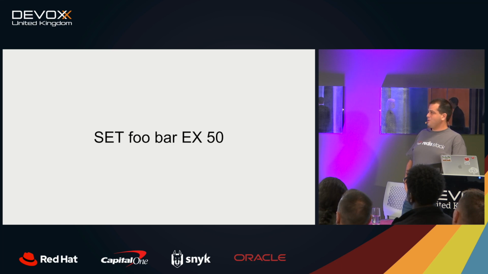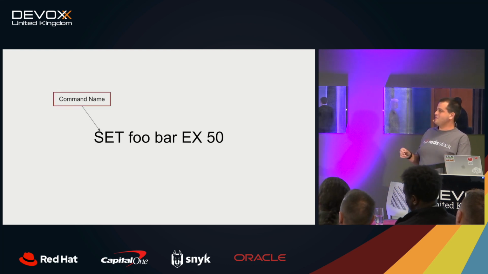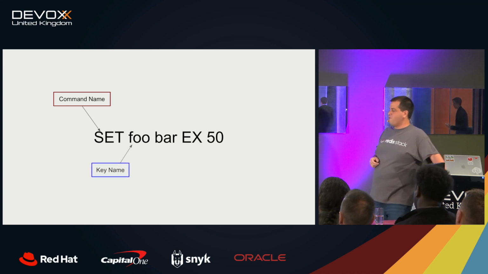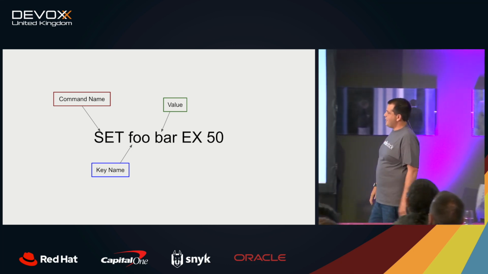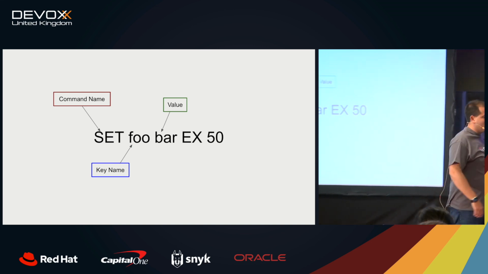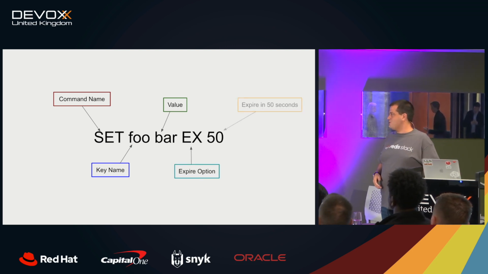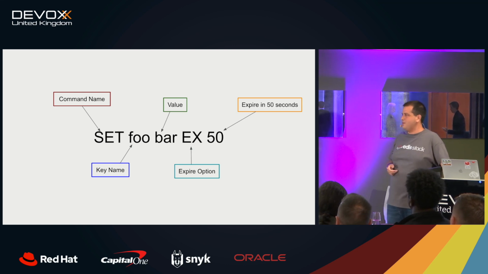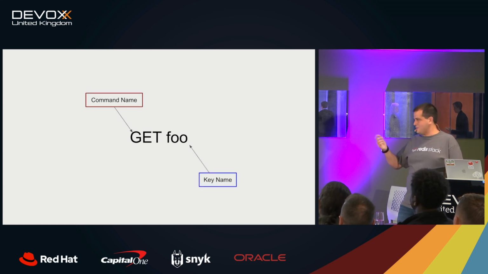So for example, who here has seen something like this? No one? Okay, we have one person who's seen a set before. So SET in this instance is a command name that you're issuing to Redis. foo is the name of the key. bar is the name of the value. And then the EX basically says I want to set an expiration time on my key here. So it's an expire option, and 50 is the number of seconds that you want to wait until it expires. And then GET foo, people have probably seen something like this, but that's just the command name and the key that you're getting.